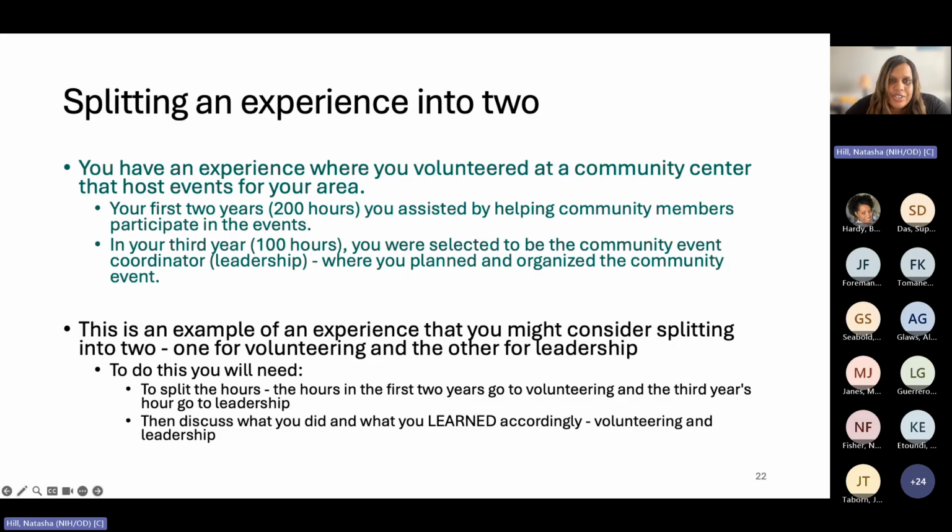And then the discussion. When you're discussing the volunteer role, you're going to discuss what you did as a volunteer and what you learned about serving a community in need. Then you're going to write the description for the leadership role, where you describe what you did as a leader and what you learned about leadership and your role as a leader.